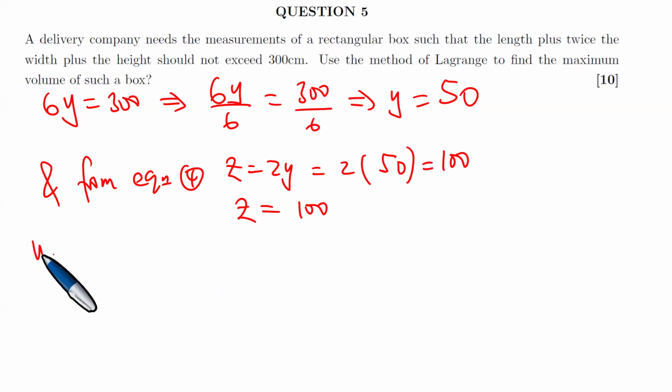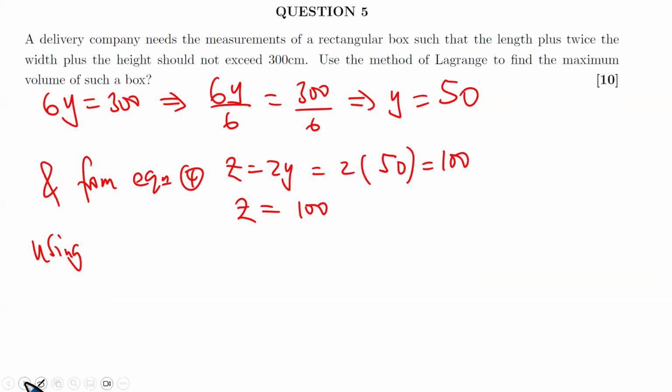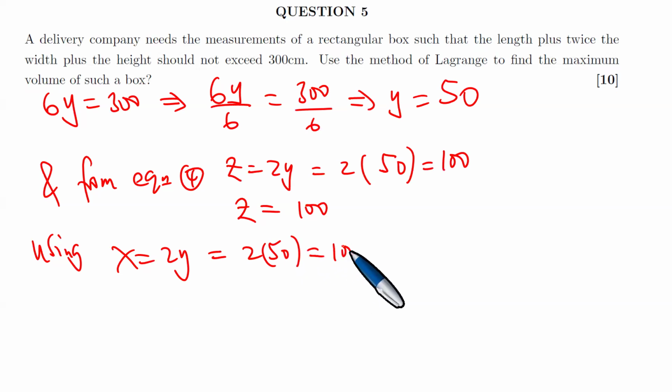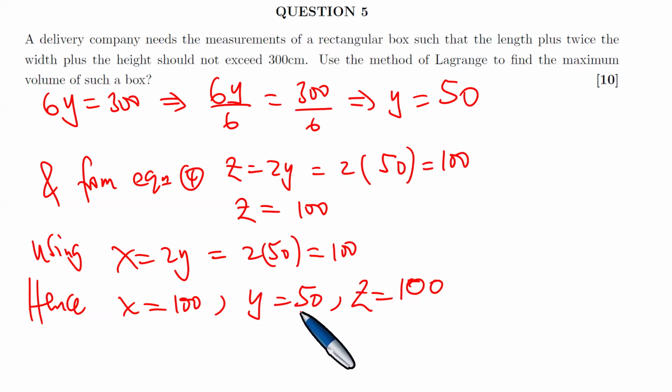And so, just check to get one of the equations. You can get any equation that has x in it, okay? Like this one, x is 2y. So you're going to use that one. Using x is 2y, you have 2 times 50, and 2 times 50 is 100. And hence, we have that x is 100. We've got the dimensions. y is 50, z is 100. Okay, you got that? x is 100, y is 50, z is 100.